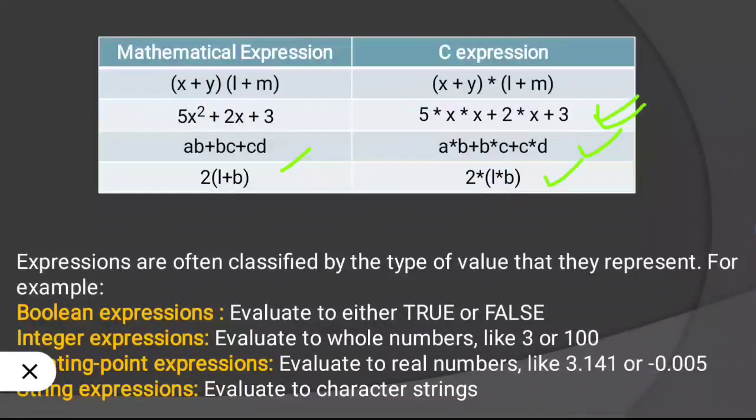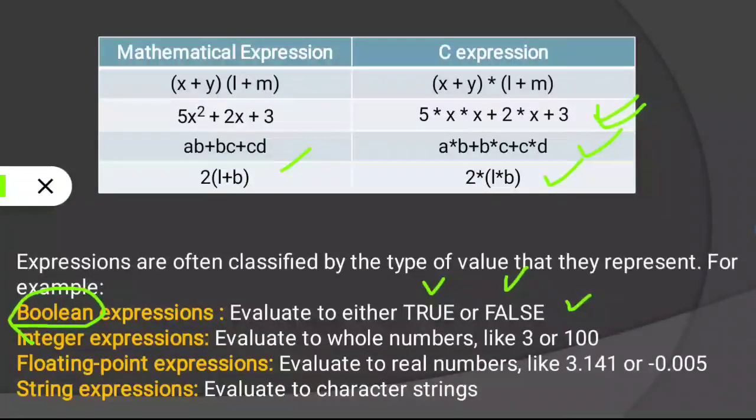Next, expressions are often classified by the type of value that they represent. The first point is Boolean expression. Boolean means the output will always be either true or false, two possibilities only. An integer expression evaluates to a whole number. Integer expression always gives the output as a whole number.